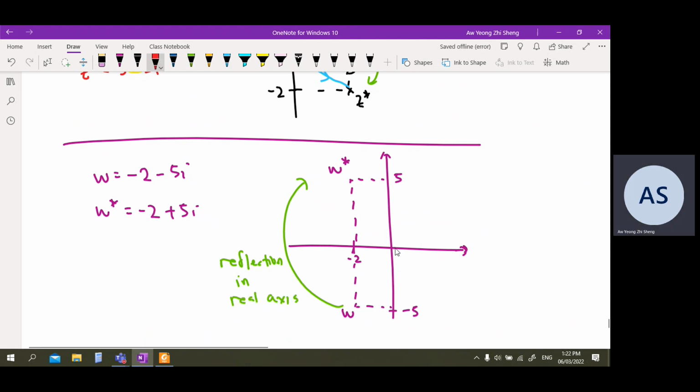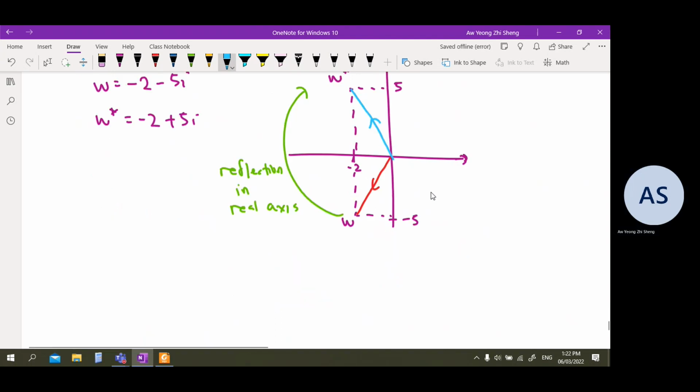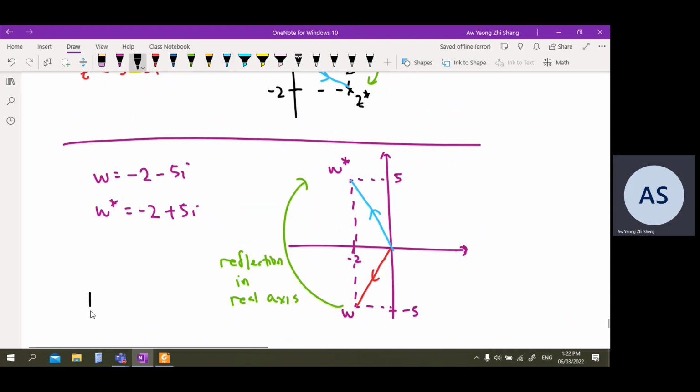And because it's just a reflection, of course the vector representations of w and w star are just mirror images of each other. Since the red and blue vectors are just mirror images of each other, they will of course have the same length. Okay. So this explains why, in general, the length of z star is the same as the length of the vector representation of z.